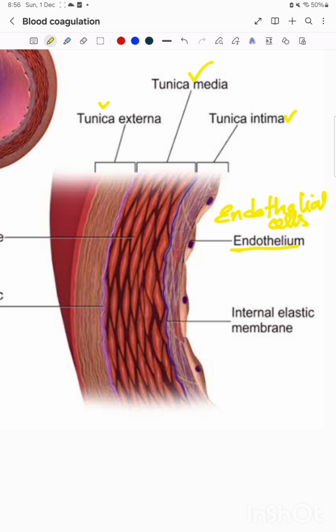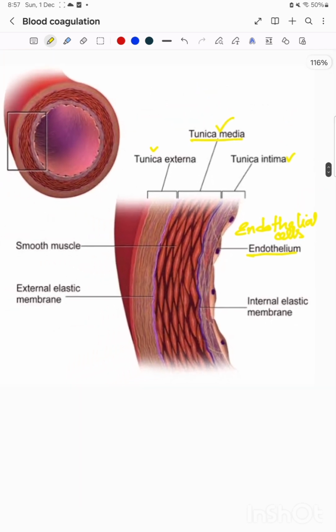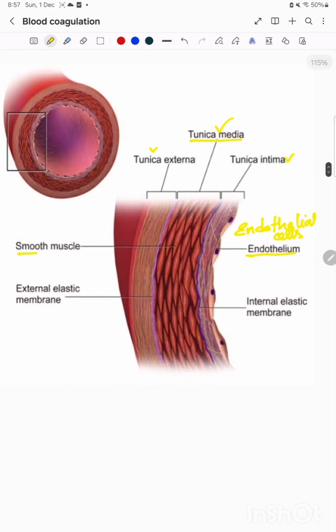After these endothelial cells there is another layer, that is tunica media. Now why is this tunica media important? Because of the stretchability of the artery. We have to stretch the artery and it has to be flexible for the maintenance of blood flow. So here is another tissue, that is smooth muscle. Because of smooth muscle, these arteries can contract and relax.